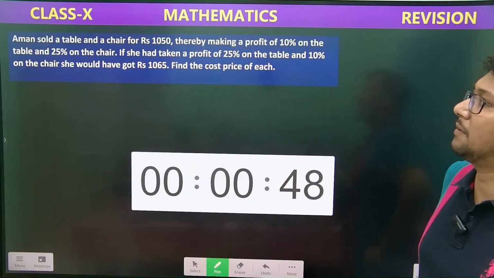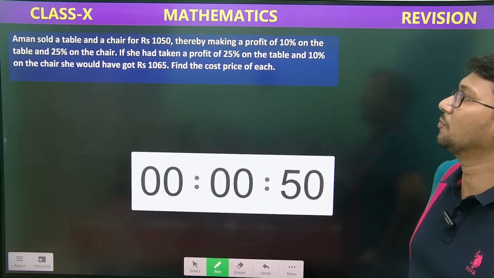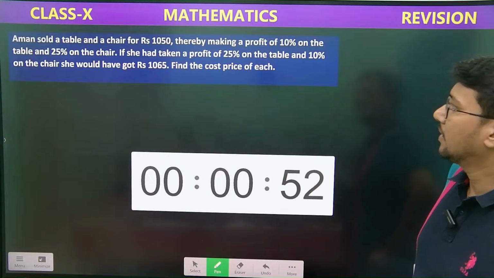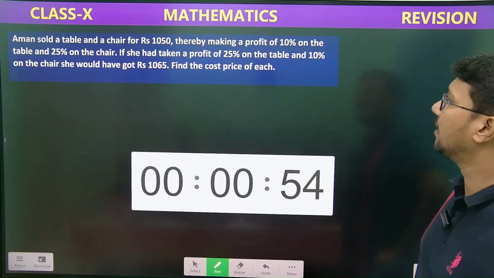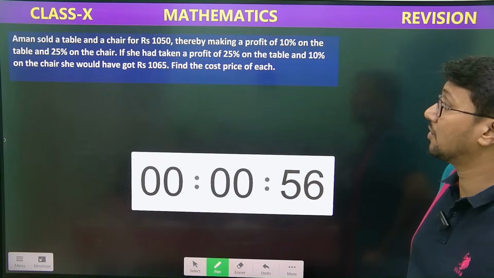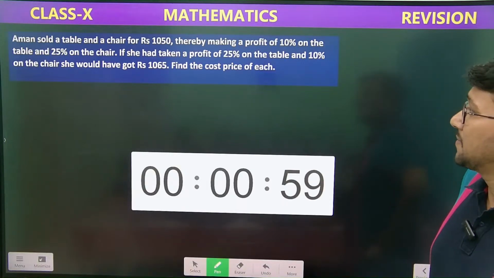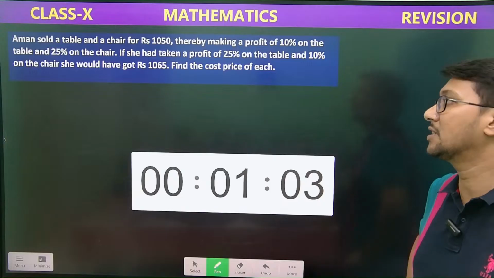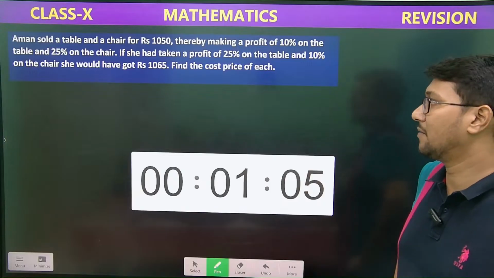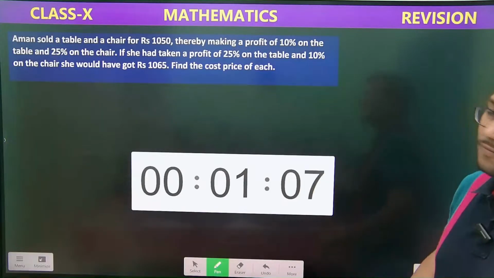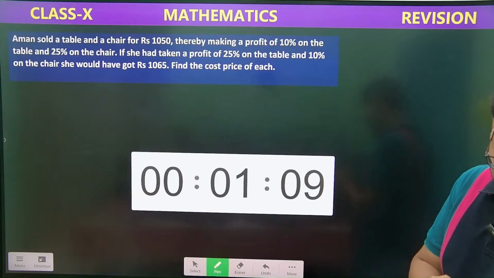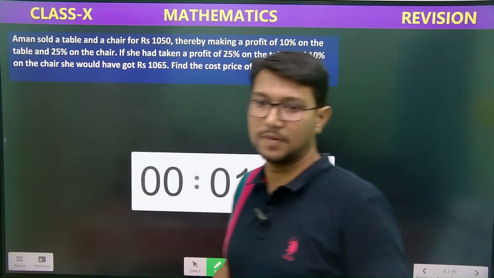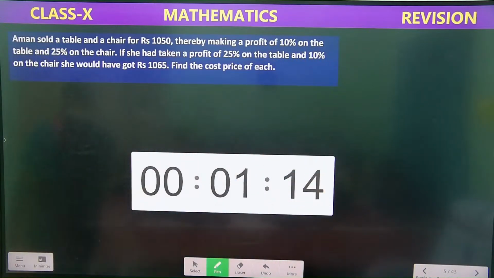Aman sold a table and a chair for rupees 1050, thereby making a profit of 10% on the table and 25% on the chair. If she had taken a profit of 25% on the table and 10% on the chair, she would have got 1065 rupees. Find the cost price of each.